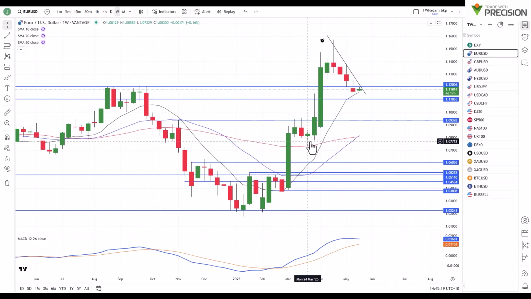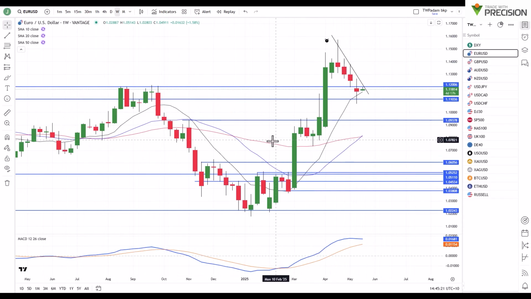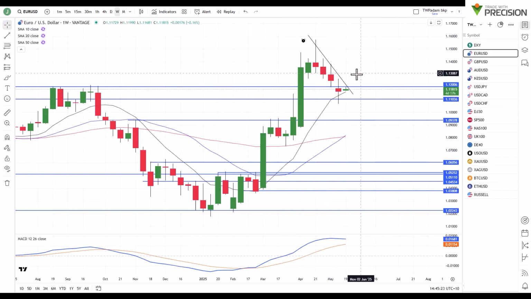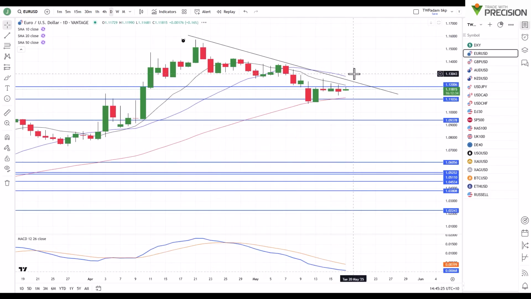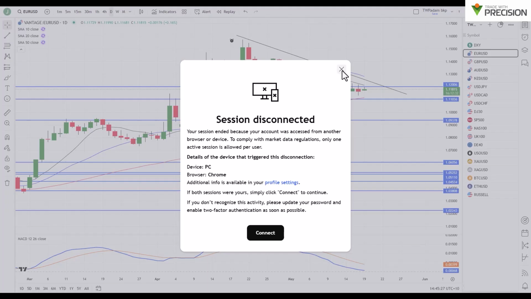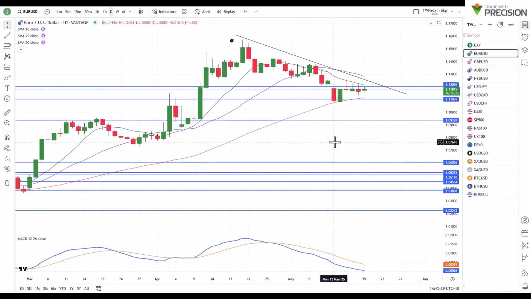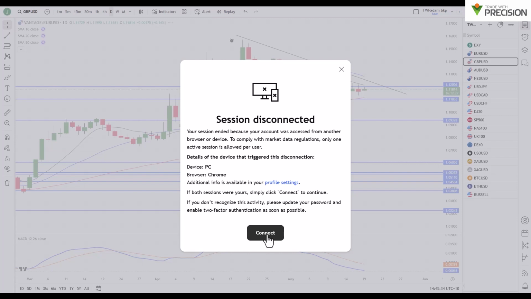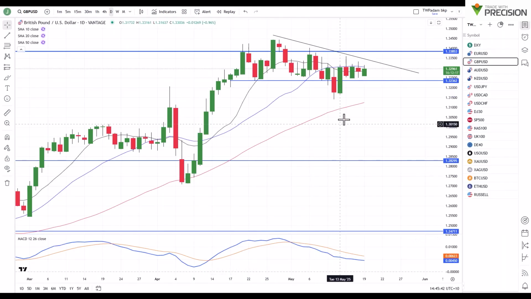If we have a look here at euro dollar as well, you can see we broke outside of the range. We're now testing the top of the range, so I'm looking to see if we see a break to the upside this coming week. That'll likely give us some very clear direction with regards to the US dollar. Then let's have a look at cable here. So GBP also looking relatively bullish.